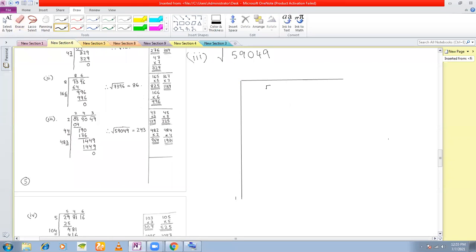So write the number here, 59049. And now start pairing from the right hand side. This is one pair. This is another pair. But 5 does not form a pair, so you give a 0 and pair it. Okay. So now you look at the first pair, 5.